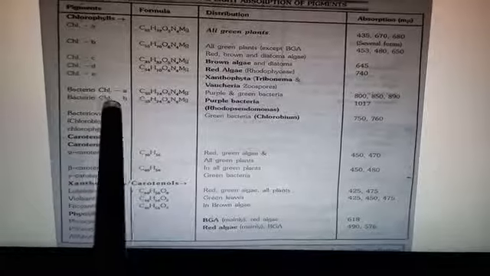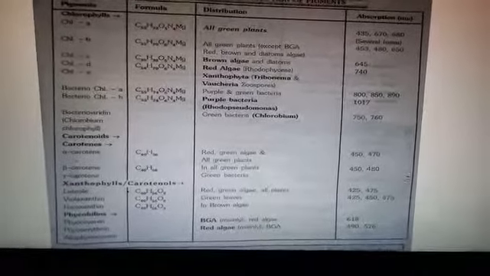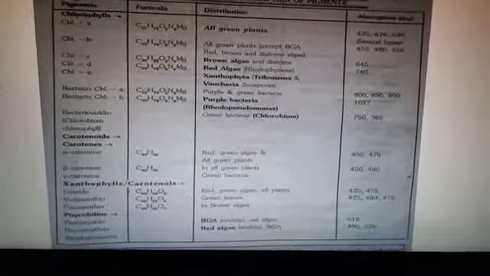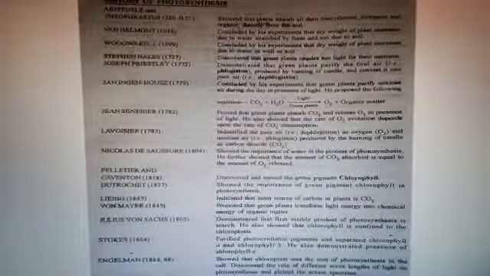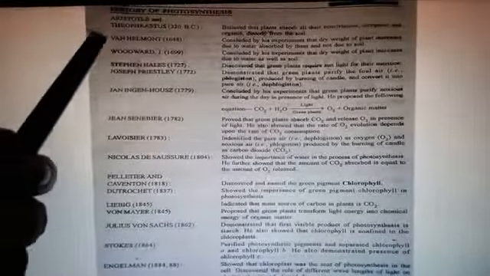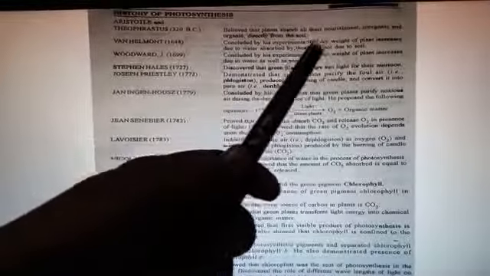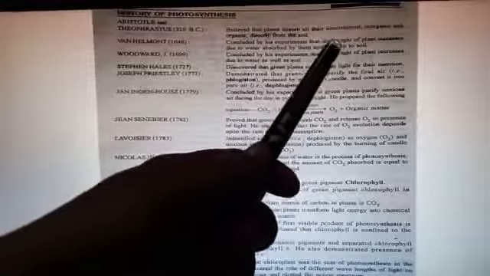Next to this, I will discuss the history and discovery of the photosynthesis process. This table shows the discoveries of different scientists in the process of photosynthesis. For example, Van Helmont concluded by his experiment that the dry weight of a plant increases due to the water absorbed by it and not due to soil.